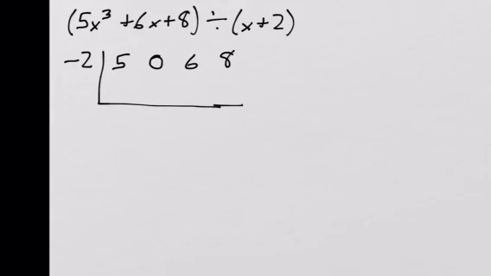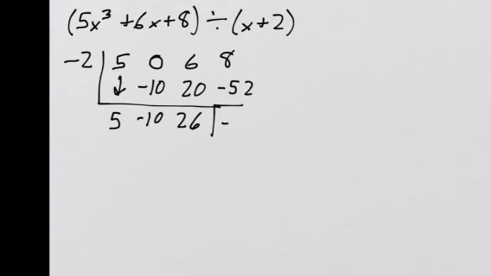And again, the rules are the same. We bring down the 5, multiply by -2, and add. Multiply by -2, which gives me 20, and add. And then multiply by -2, and add, to give me -44.